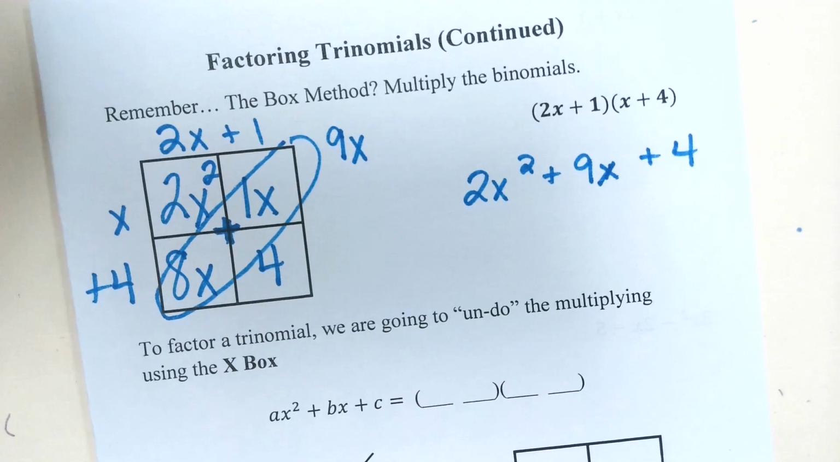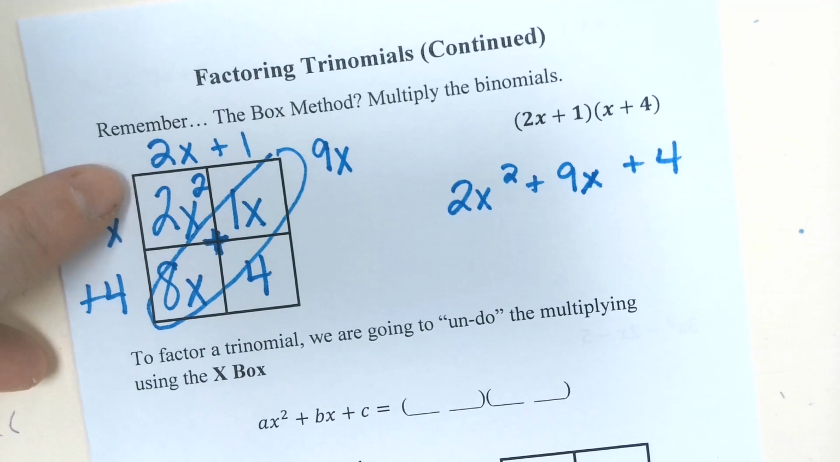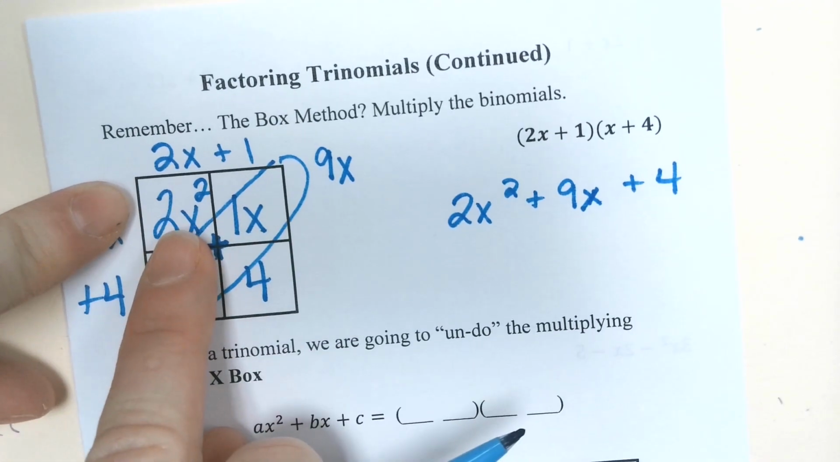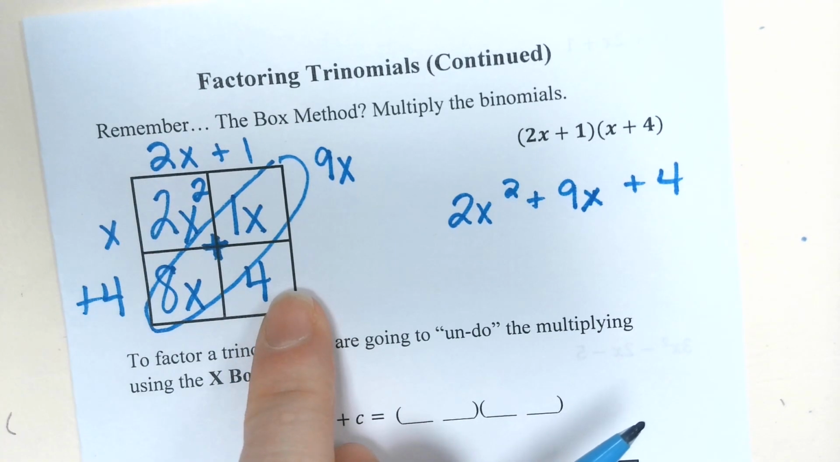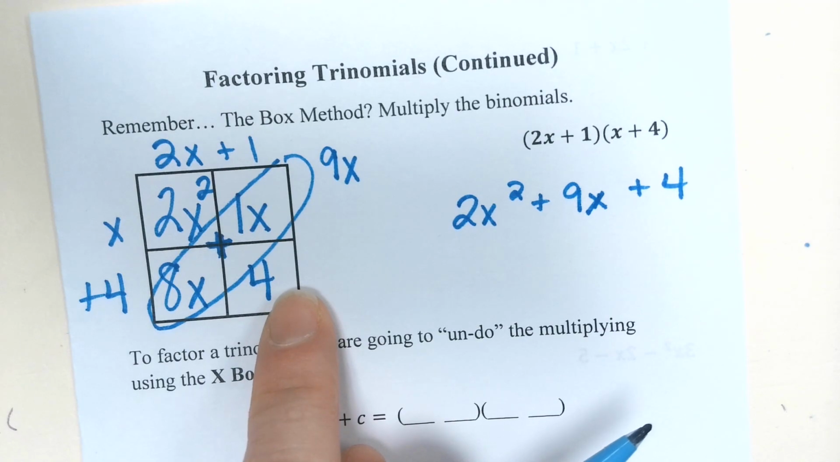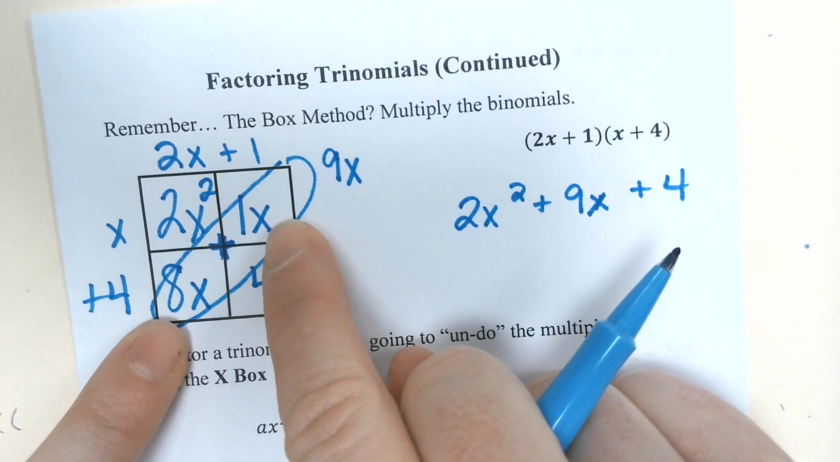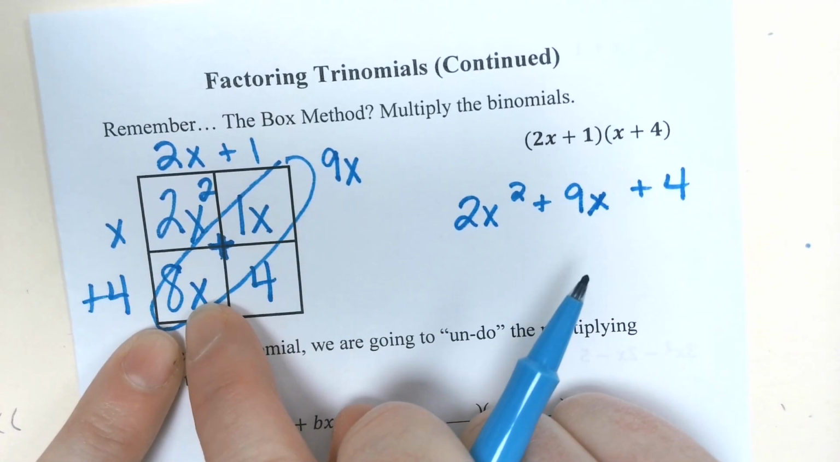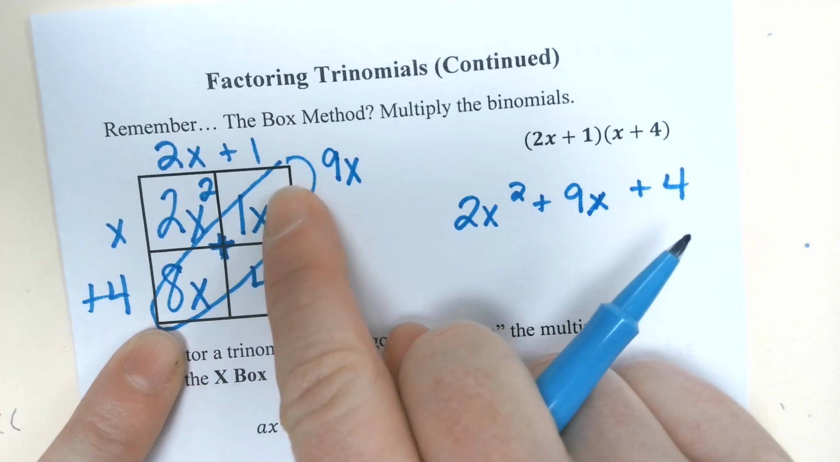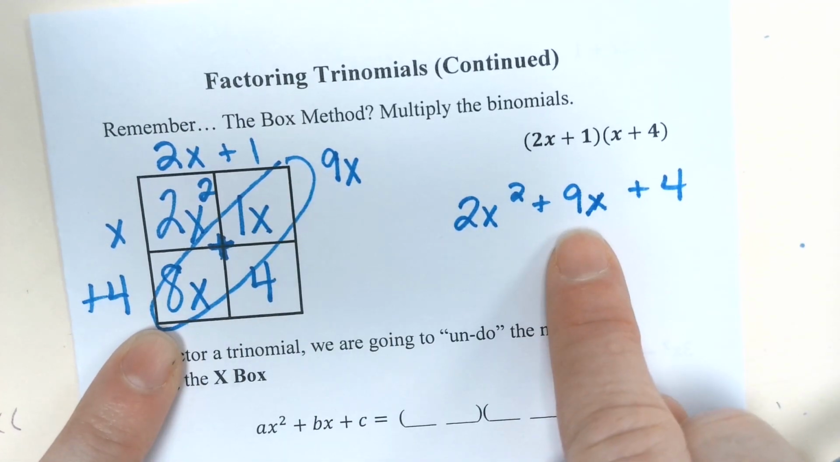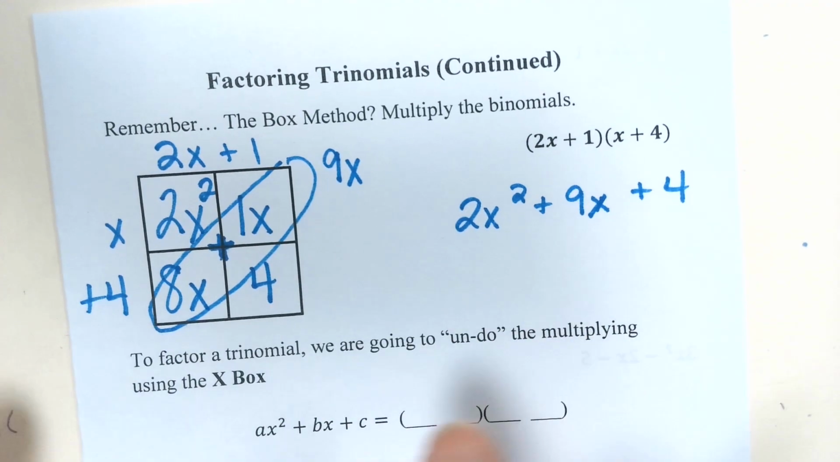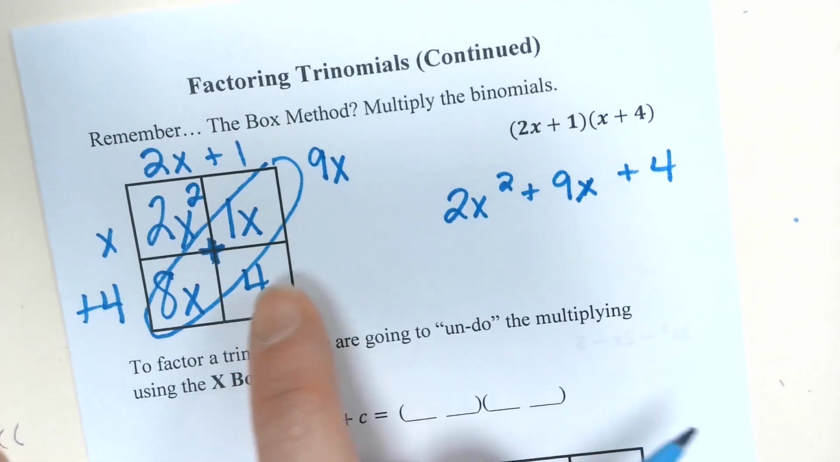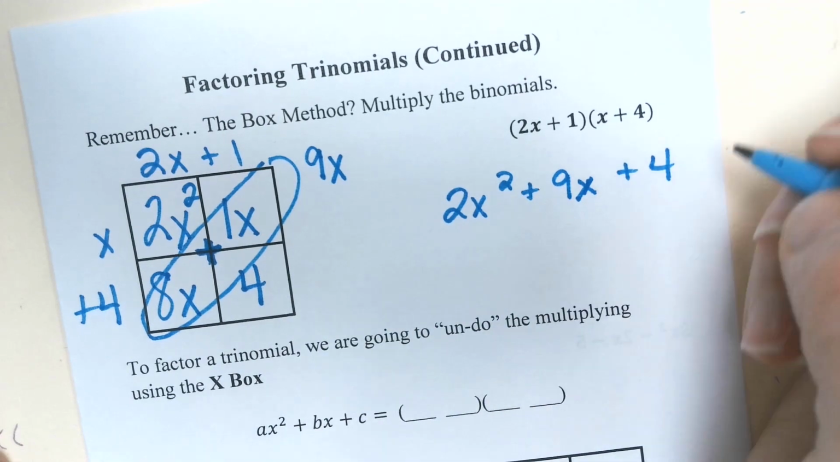So what I want you to notice is, see the top left box, the very first box is the one that has the x squared. The very bottom number, the bottom right, is the constant. It has no x's. And then the diagonal ones, these are going to be called our magic numbers. Those are added together to get the middle number. Okay? So we're using all of this box to factor and go the opposite way.